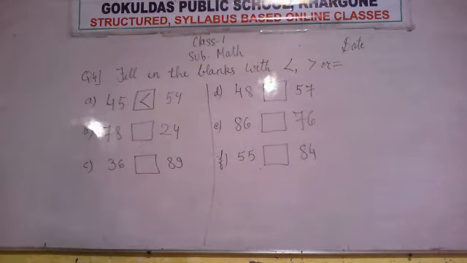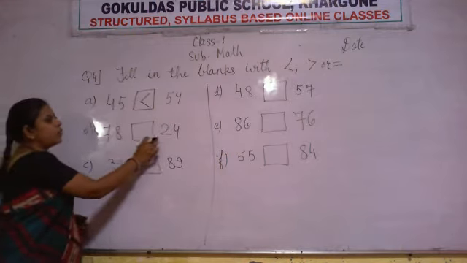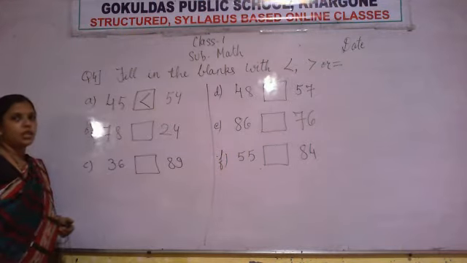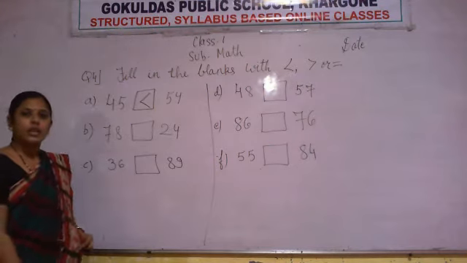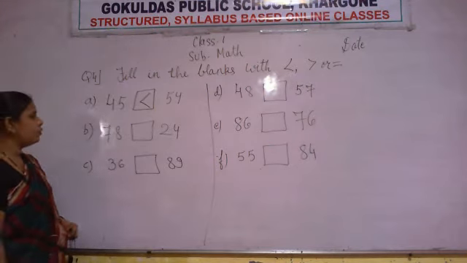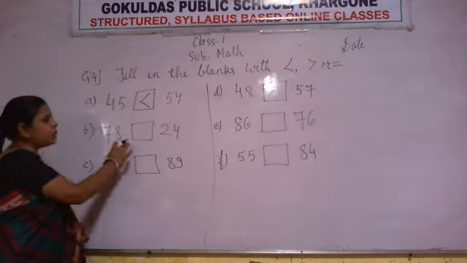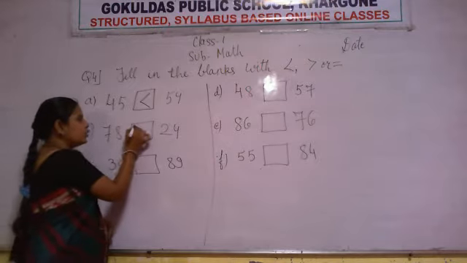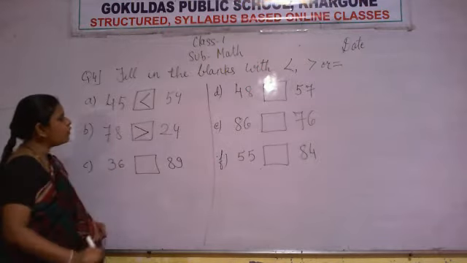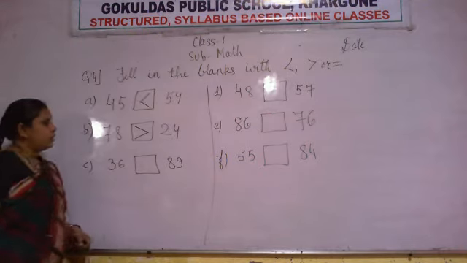Now see what is the next question. Question B. What are the numbers given? 78 and 24. So number 78 is the bigger number and 24 is the smaller number. So the sign of greater than will come.